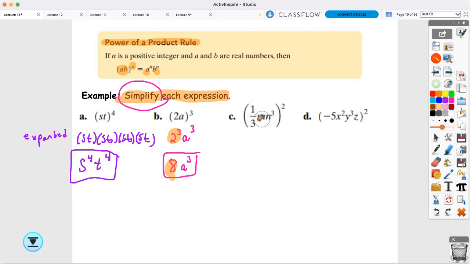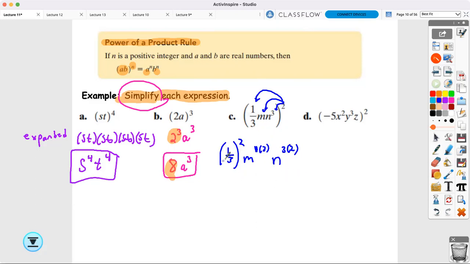So let's look at C, (1/3 m n cubed) squared. We're gonna go ahead and apply that square to each of those terms inside the parentheses. So the 2 is gonna go to the 1/3, it's gonna go to the m, and it's gonna go to the n cubed. So then we're gonna get (1/3) squared. Then we're gonna get m to the 1 times 2, because there's an invisible 1. And then we have n to the 3 times 2. Because remember, when we have a power to a power, the two powers next to each other have to be multiplied.